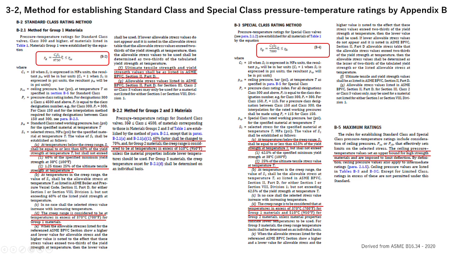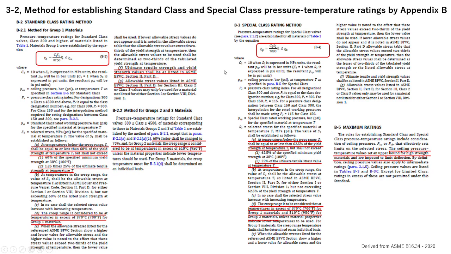So the method for group 2 and 3 materials is the same here, but the 60% factor shall be changed to 70%, and for group 2 materials, the creep range is considered to be at temperatures in excess of 510 degrees Celsius.